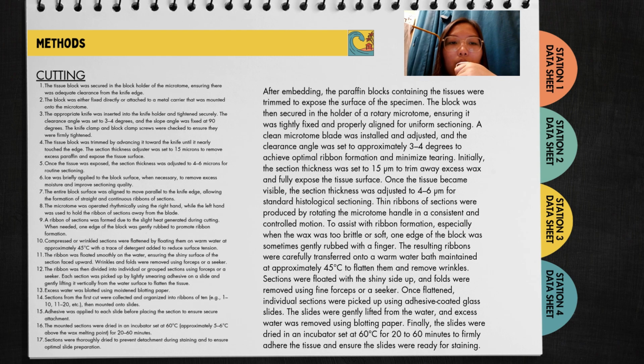The resulting ribbons were carefully transferred into a warm water bath, maintained at approximately 45 degrees, to flatten them and remove wrinkles. Sections were flooded, and floaters were removed using fine forceps or a seeker. Once flattened, individual sections were picked up using a coated glass slide. The slides were gently lifted from the water, and excess water was removed using blotting paper. Finally, the slides were dried in an incubator set at 60 degrees for 20 to 60 minutes to firmly adhere the tissue and ensure the slides were ready for staining.